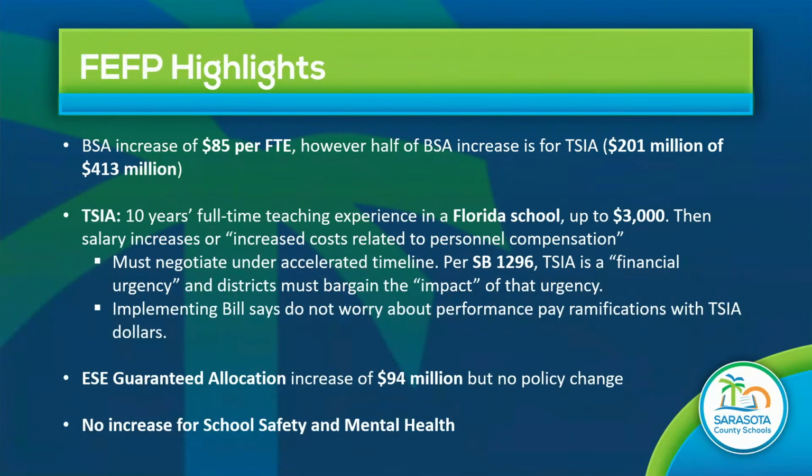But what we have to do is we have to have done this in a very accelerated timeline. So the budget for the state is implemented and begins implementation on July 1st. And the law now says that under this accelerated timeline, the TSIA is a financial urgency, and districts must bargain the impact of that urgency. And we have to begin negotiations by July 15th and conclude them by the 30th of July. So that is a change in the way that we have historically negotiated the TSIA allocation.